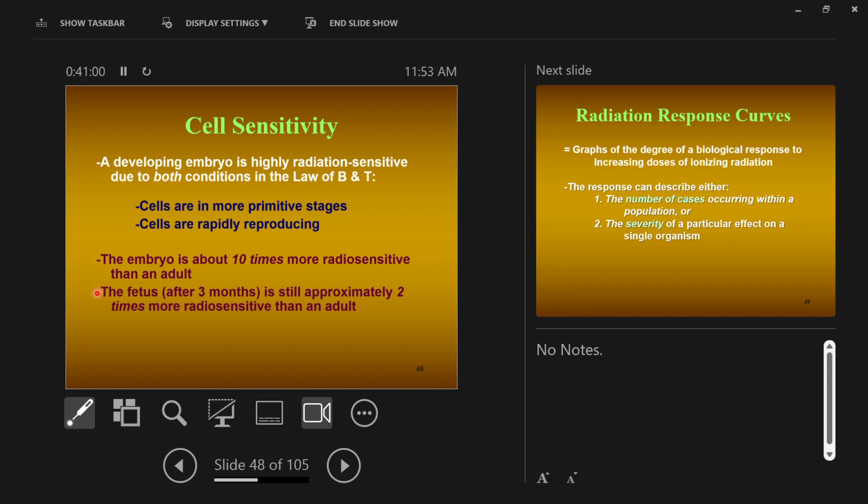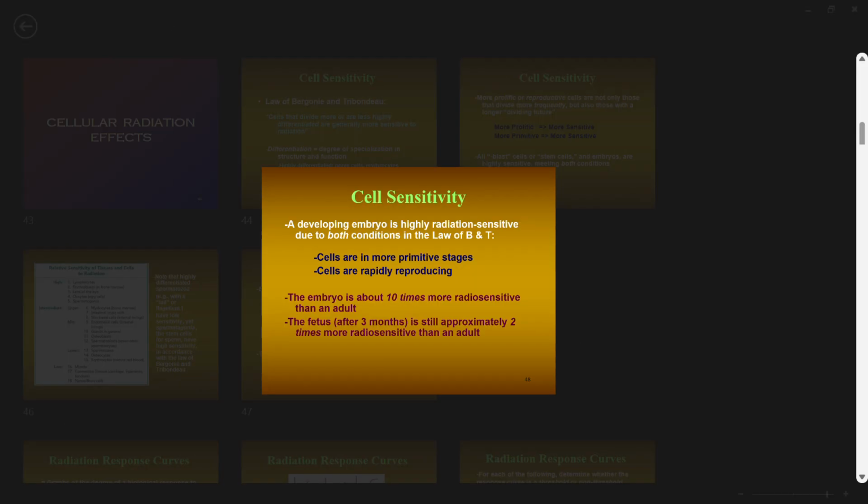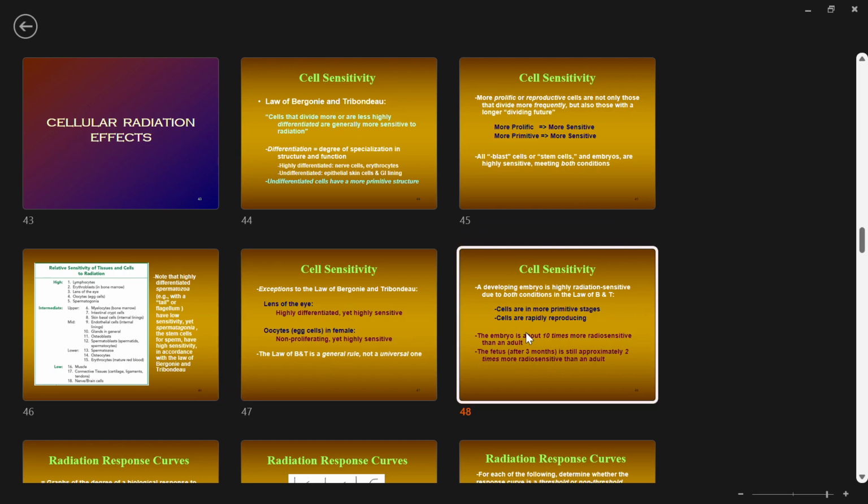After 3 months, after the first trimester, which is when all the important stuff happens, and if you've ever heard about things going wrong during pregnancies, all of the most bad things are happening during the first trimester. We want to be protecting the embryo as much as we can, the fetus as much as we can during that first trimester. So after the first 3 months, it's still approximately twice as sensitive as an adult, which is similar to small children. They're more specialized, but their cells are still dividing at extremely high rates. Right. Okay. So that's the period of most rapid growth. And the growth slows down after.